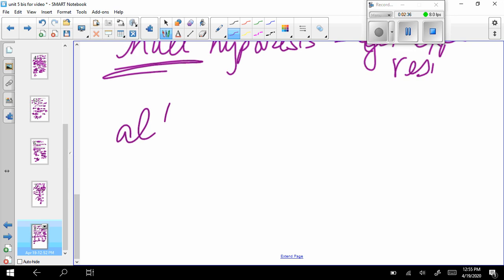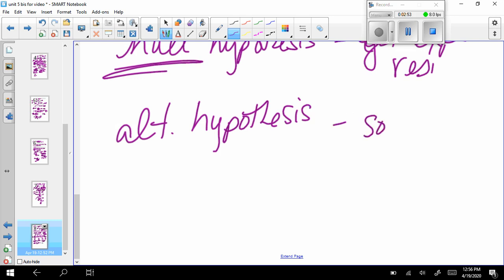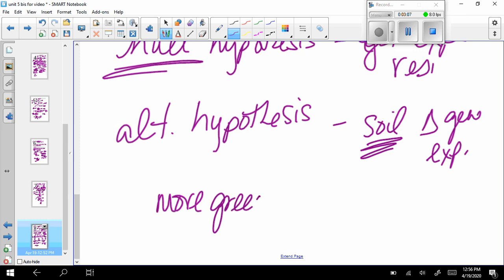Now, let's say that you have an alternate hypothesis. I was just reading that students on AP exams were having difficulty distinguishing between the null hypothesis and an alternate hypothesis. My alternate hypothesis could be that I think the soil makes a difference in the expression of the color. So soil changes gene expression, and I expect more green than yellow. That's my alternate hypothesis. That is not the null hypothesis. That's not based on my Punnett square.